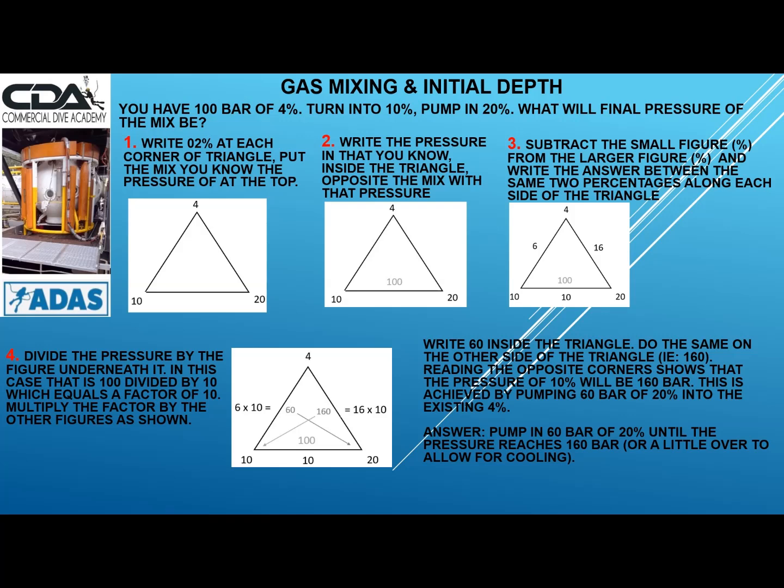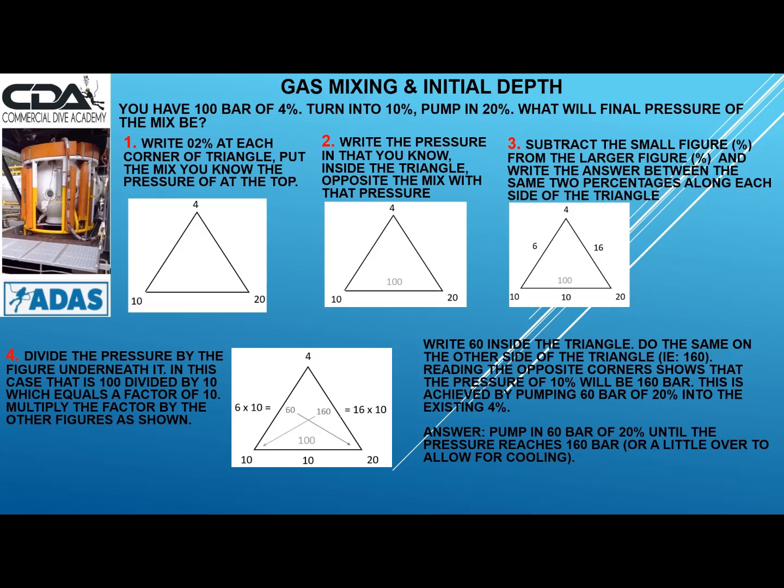Step 4, divide the pressure by the figure underneath it. In this case, that is 100 divided by 10, which equals a factor of 10. So look at the bottom centre. 100 divided by 10 gives us a factor of 10. Now multiply the factor by the other figures as shown. So we've got 6 multiplied by 10 gives us 60 on the left there, central left. And on the right we've got 16 multiplied by 10, which gives us 160.